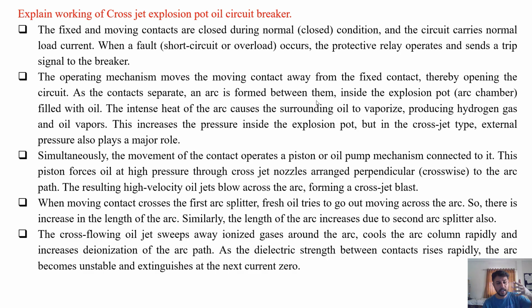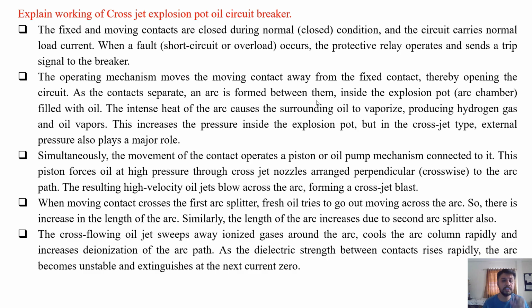These nozzles are perpendicular to this arc path. The moving contact separates from the fixed contact, so the arc is struck between them. So the arc path is like this, and the cross jets from the nozzle, fresh oil flows like this, which is exactly perpendicular to it, that is crosswise to the arc path. This results in high velocity oil jets blowing across the arc, forming a cross jet blast.